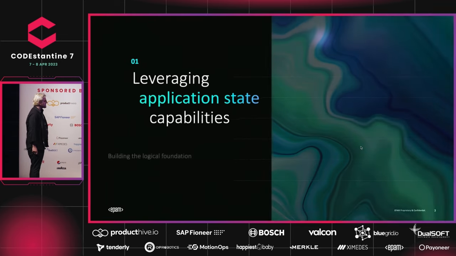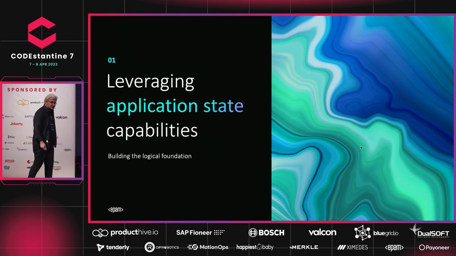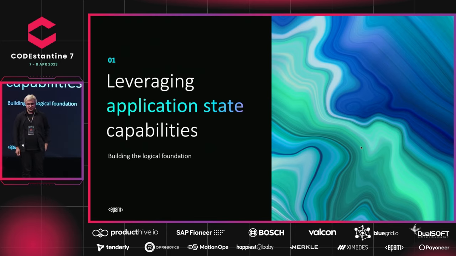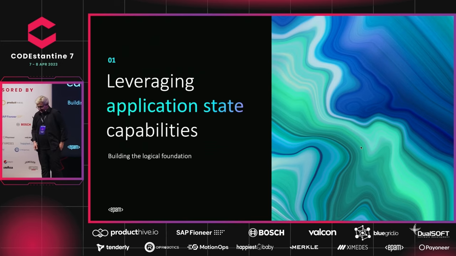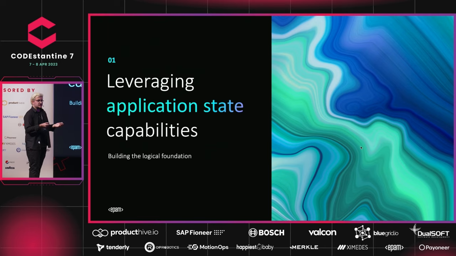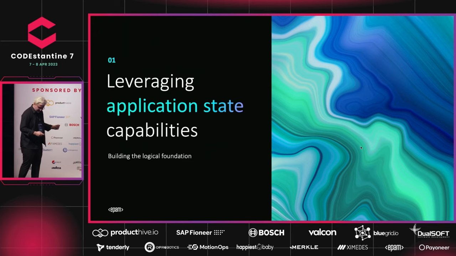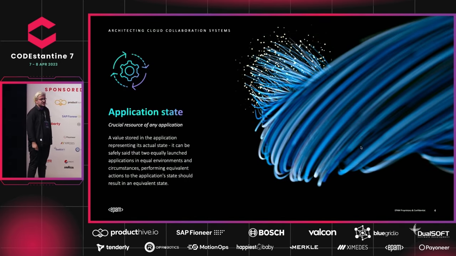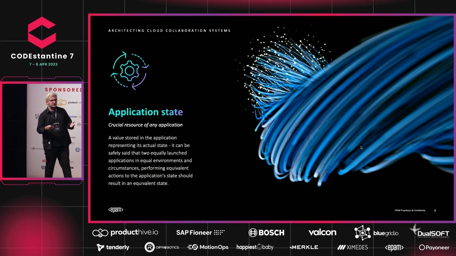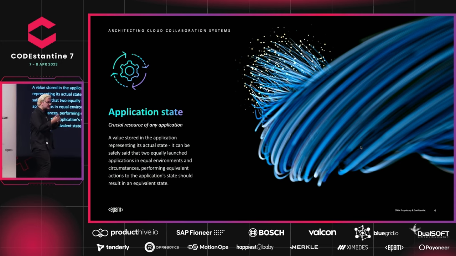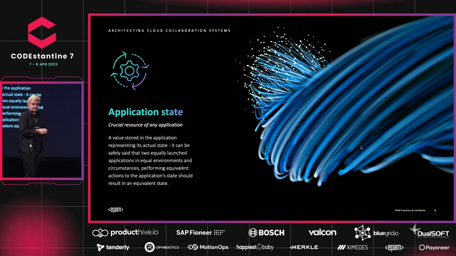We may begin with the first topic, because leveraging application state capabilities means building the logical foundation for your cloud application system. You may ask yourselves, what is really an application state? How many of you have ever worked with the React framework? Raise your hands if you did. Glad to see that. I love React too. Basically, application state represents a value or a set of values that are coupled to the application instance, or specifically to a single session of an application's instance.